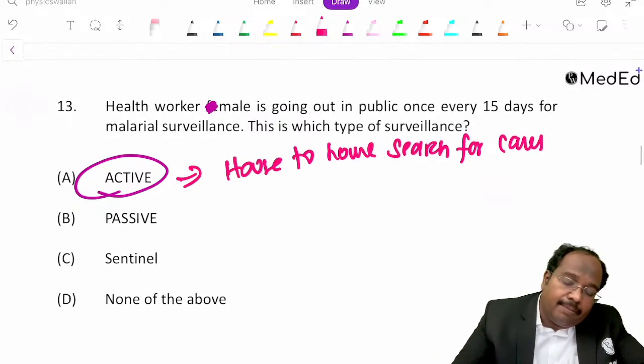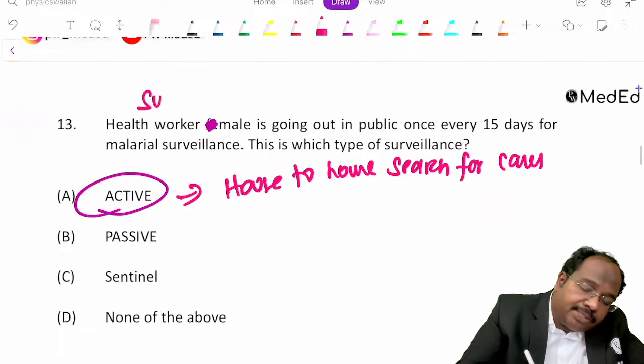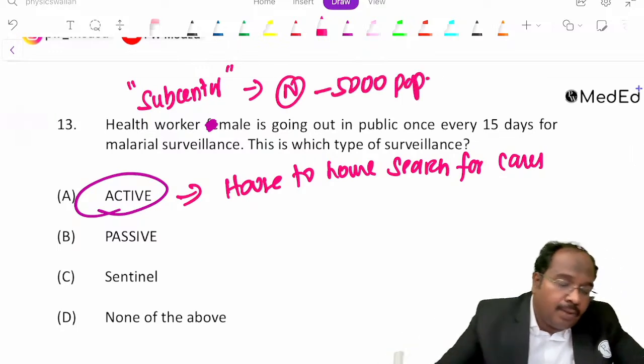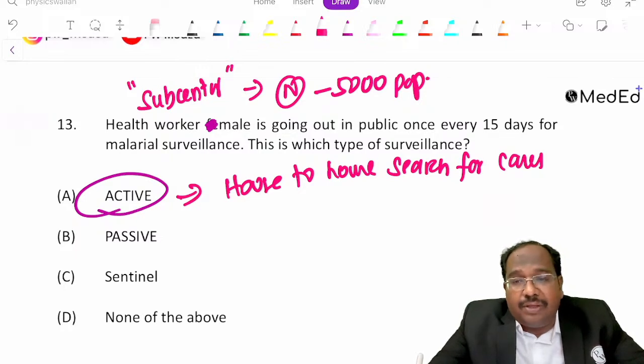The health worker male and female will be there at a place called the sub-center. Normally it will be there for every 5,000 population. In hilly areas, 3,000 population. Normally 5,000 population.